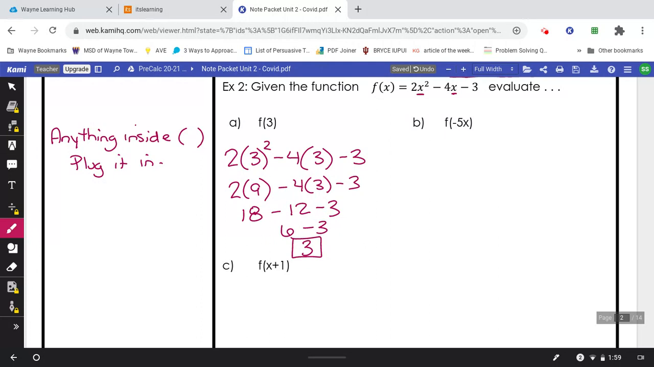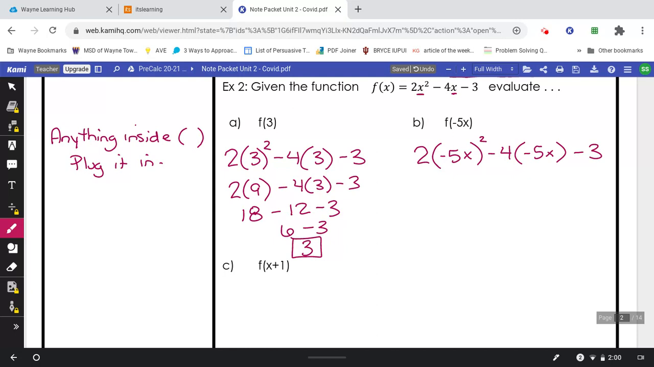For part B, again, we have something inside our parentheses. So we're going to plug in a negative 5x every time we see an x. It'll look like that. And then I'm going to follow the same order of operations I did on the last one. This time, though, I have some x's in here.